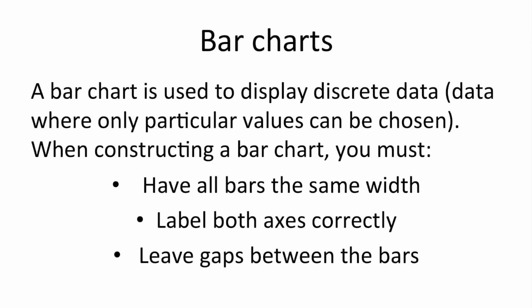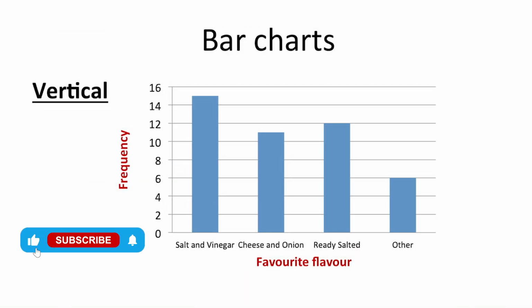So if we look at some types of bar charts here, our first one is a vertical bar chart. You can see here it's about the favourite flavour of crisps. Gaps between the bars, all the bars are the same width, and we've labelled everything nice and clearly.